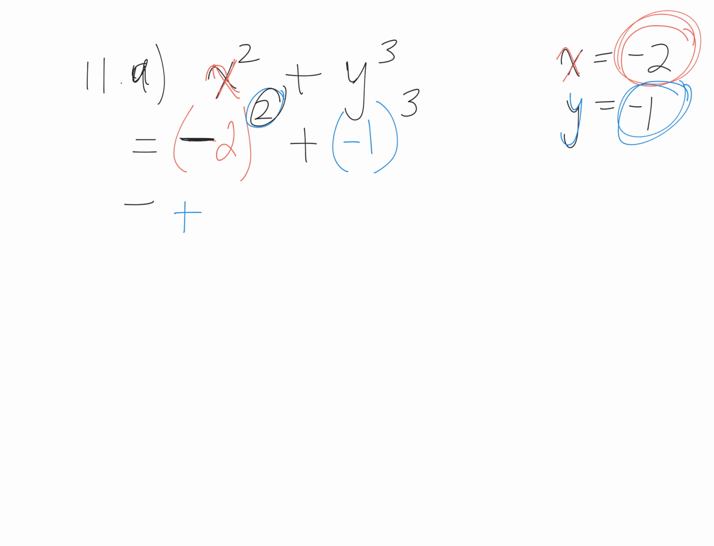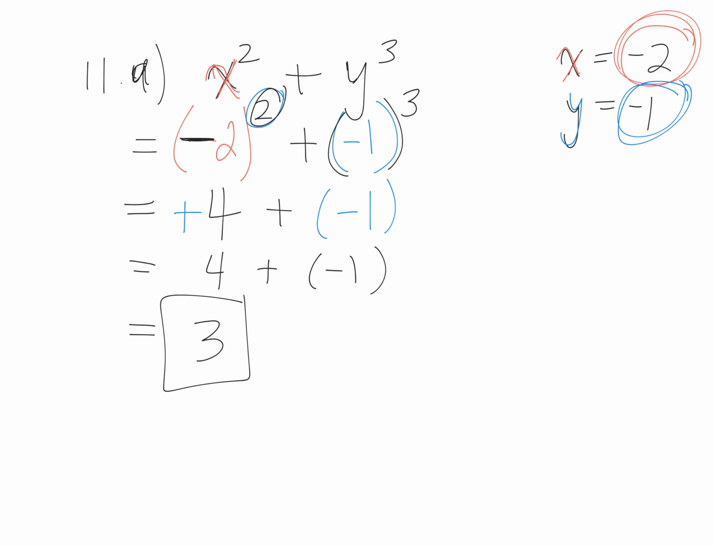So what is 2 to the power of 2? Good. Plus, we have -1. The base is negative, but I'm multiplying it by itself an odd number of times. So what would the answer be? Negative. Good. So we have 4 plus -1. What's 4 plus -1? 3.